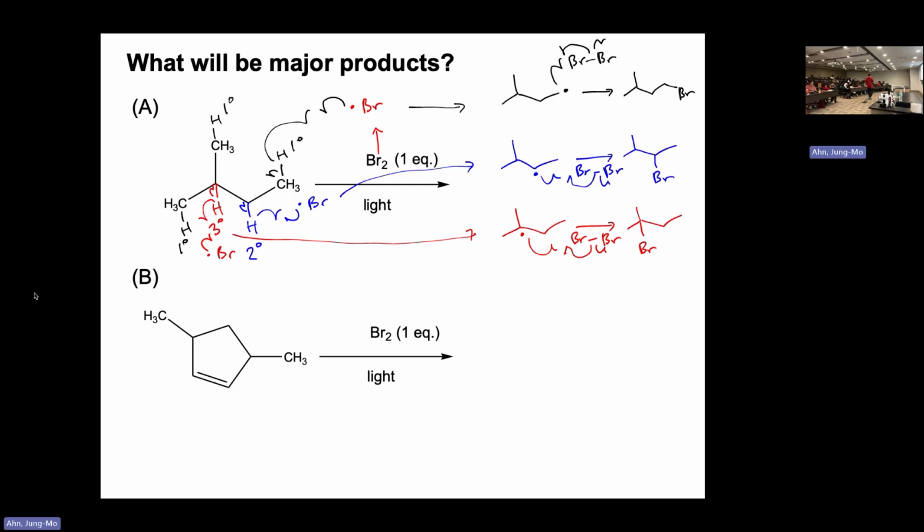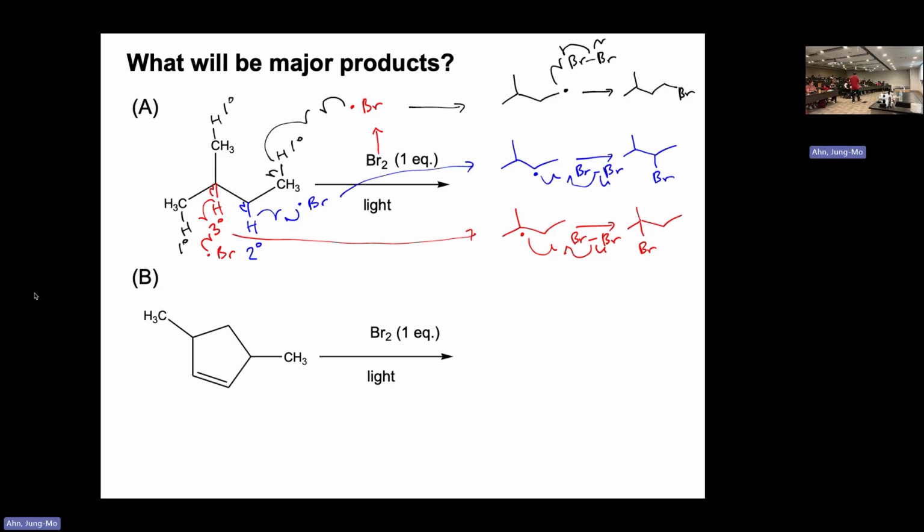So the question is, which one is the major product? We need to pick one of those 3. But how are we going to pick one of the 3? What should be the rationale of picking 1 out of 3? So the issue is, a more abundantly formed radical will make a major product, right? So which radical species out of those 3 will be formed more? Is it this one, that one, or that one?